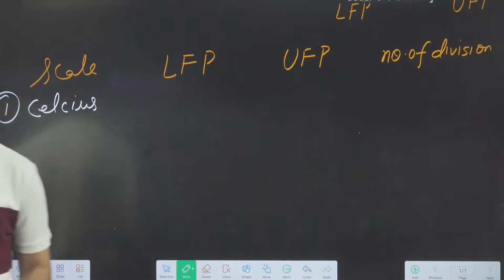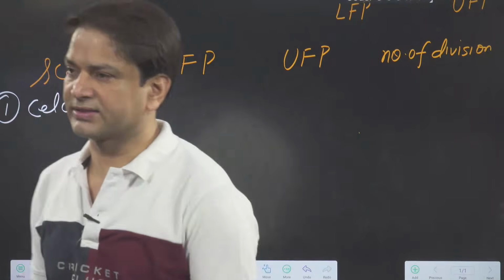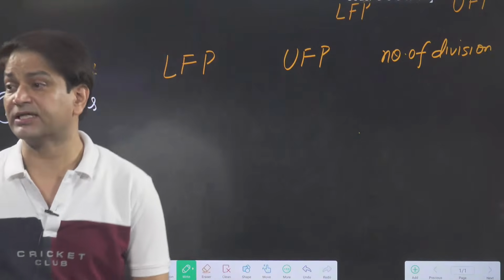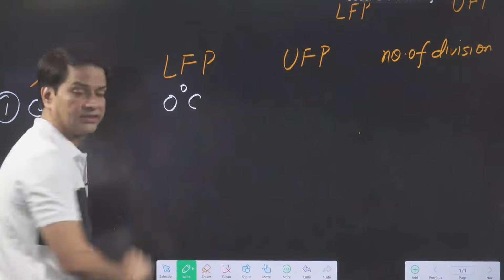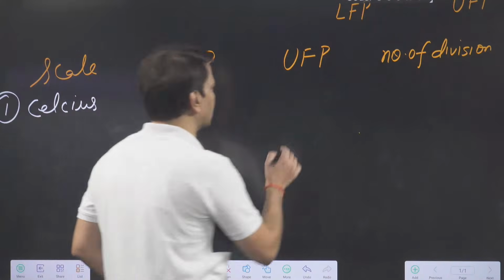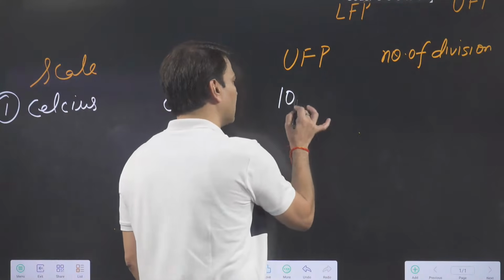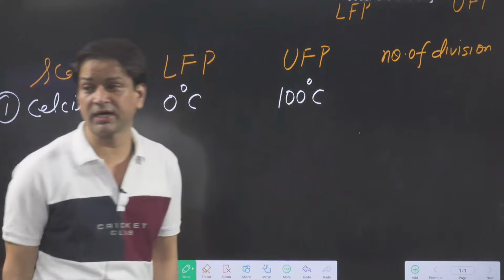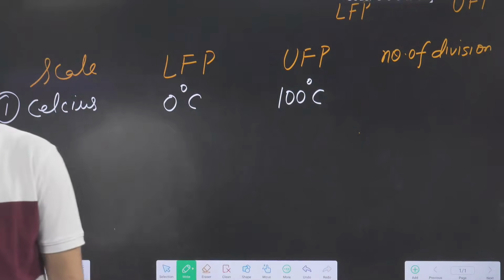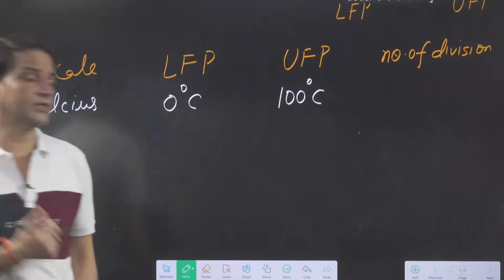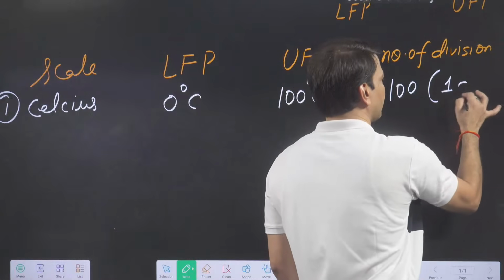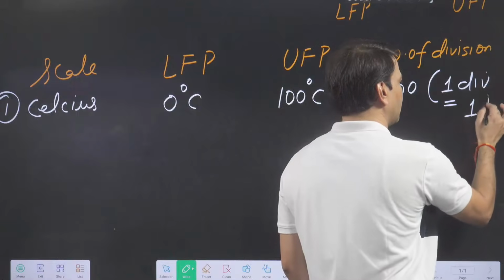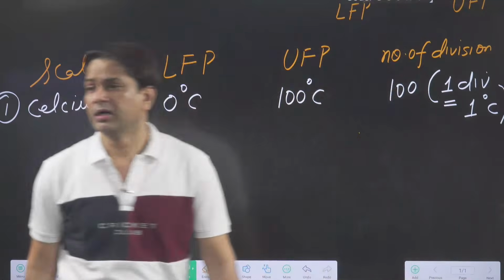In the Celsius scale, what is the lower fixed point? That is 0 degree C. So the Celsius scale ice point is 0 degree C. Then what is the UFP? UFP is 100 degrees C. The boiling point in the Celsius scale is 100 degrees C. And the total number of divisions we are taking is 100. And here 1 division is equal to 1 degree C. This everybody got.